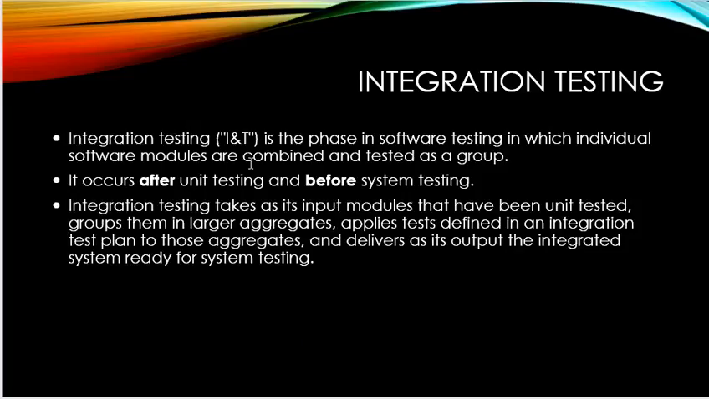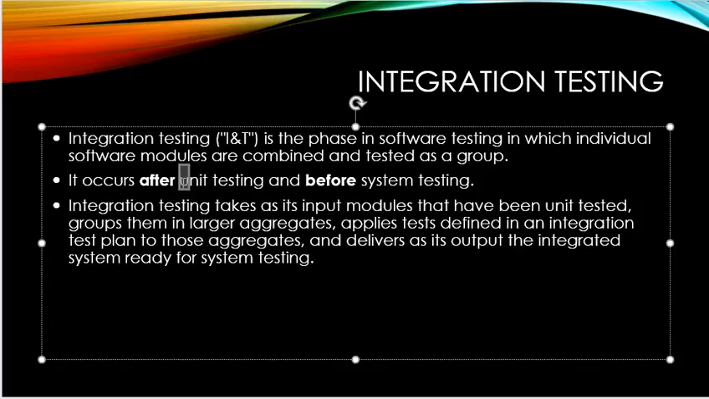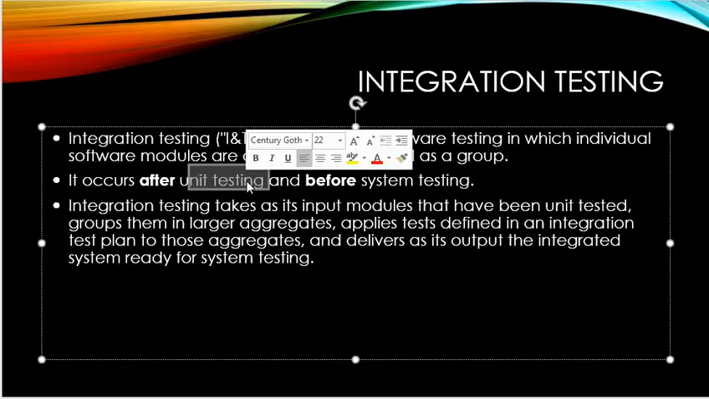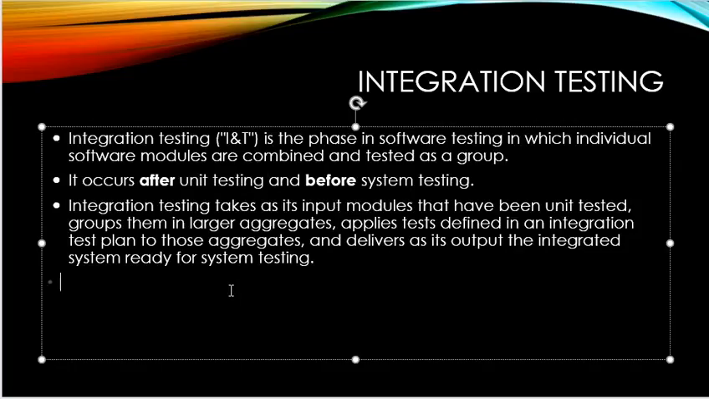When I say we are combining the modules, how do we combine them? We can combine the modules once the module is ready, right? Once one module is ready and has been tested, only then can I integrate it with other modules. So before doing integration testing, we should do unit testing. Once unit testing is done on an application, only then can we move forward to integration testing. And after integration testing comes system testing.